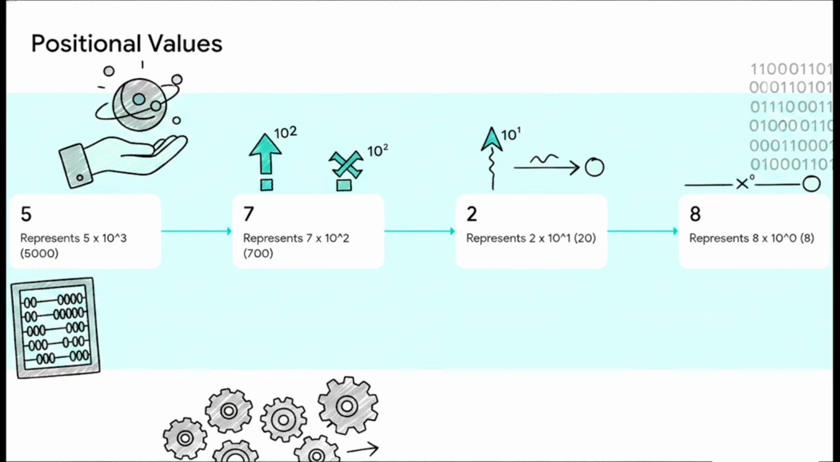The crazy thing is, every single number system in computing, right down to the tiny microcontroller inside your microwave, works exactly like this. They just use different base multipliers.